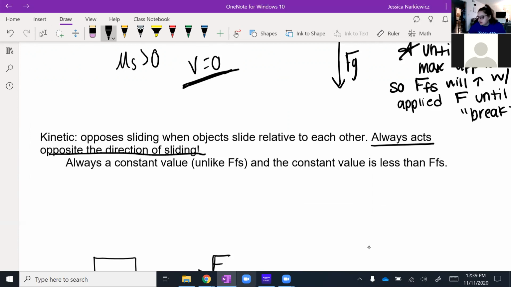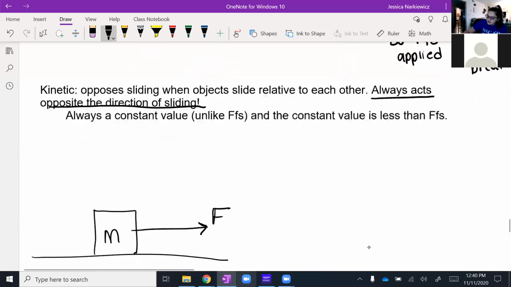Okay. Friction, or kinetic friction, unlike the static force of friction, is always some constant value. So it doesn't increase or decrease depending on like the speed or the applied force. It's always some constant value. And that constant value is less than whatever the maximum static force of friction is. Not really something that we need to use ever, but is a good point to know.